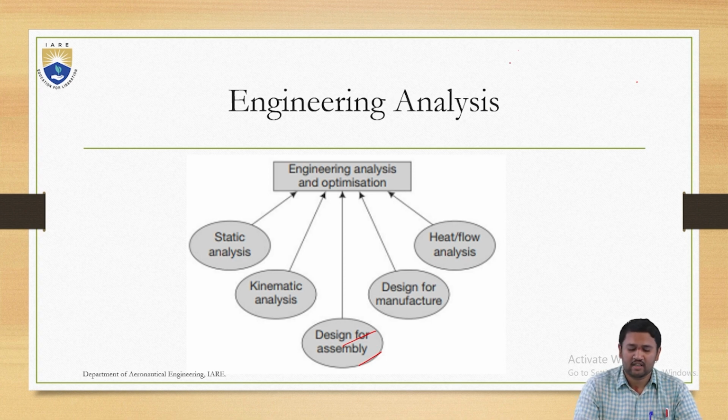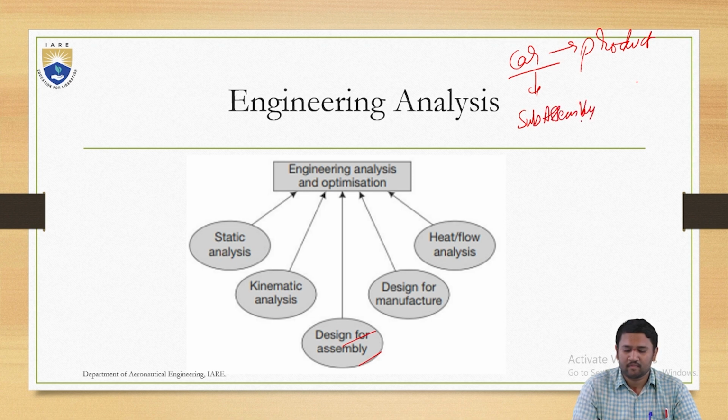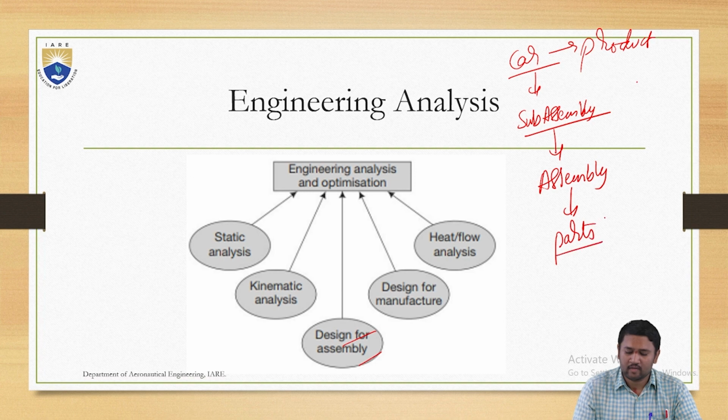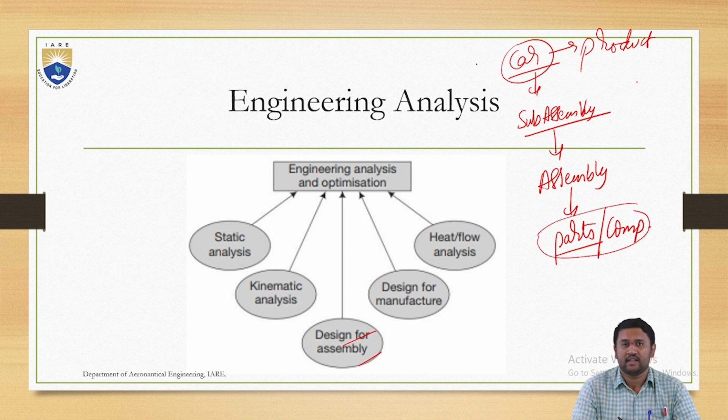For example, a car is a product which is made up of multiple sub-assemblies, and each assembly is made up of multiple parts or components, right? Whenever we are designing a certain product at the end, irrespective of the type of product, whatever assemblies we are supposed to perform in order to get my original product out, while designing itself we are supposed to consider them collectively together.